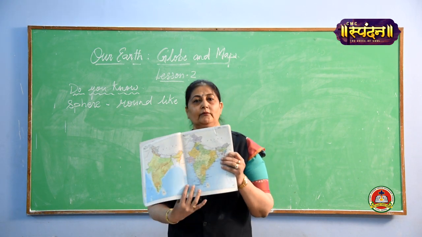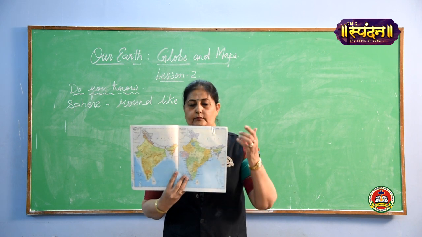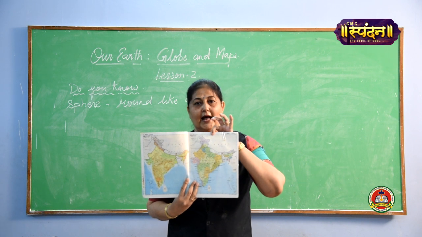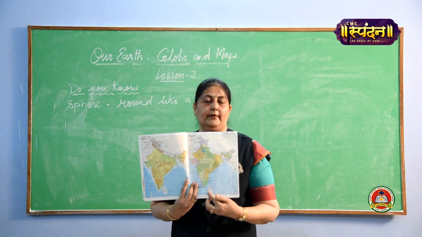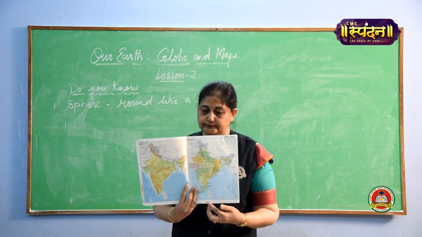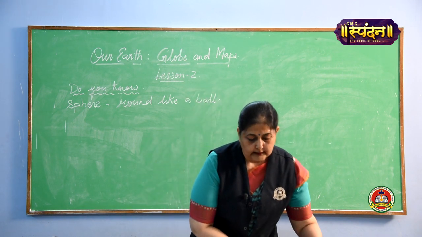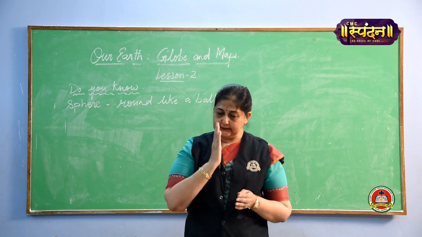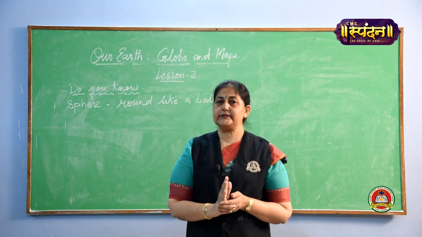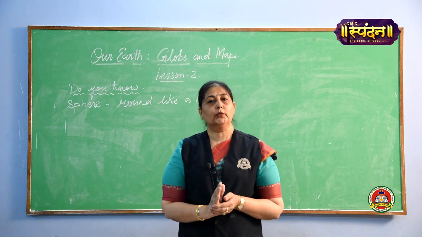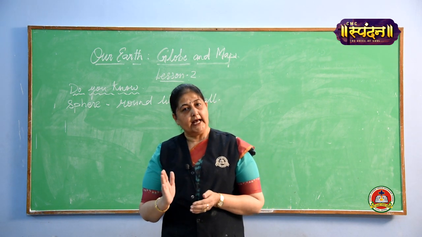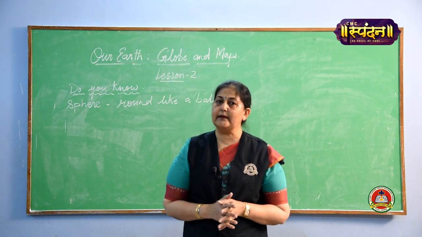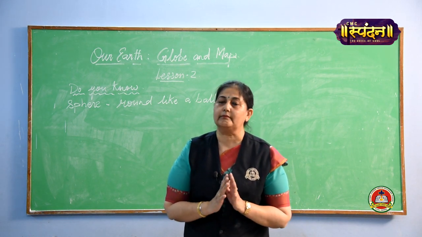Now, one very important thing is this, children. Always on top of the map is the north, and right at the bottom of the map happens to be the south. North will always be on top, and right under the map, opposite the north, will be the south. Towards your right will be the east, and towards your left will be the west. This remains the same for all the maps, come what may.